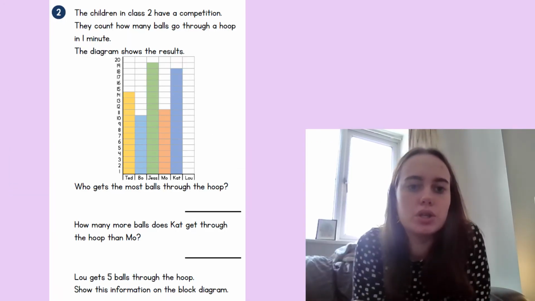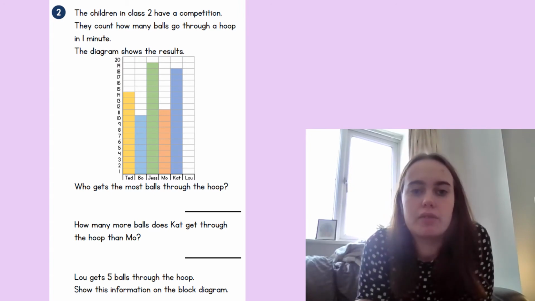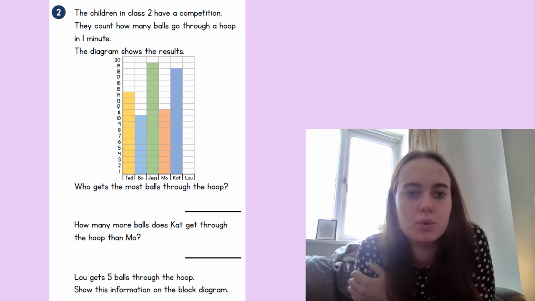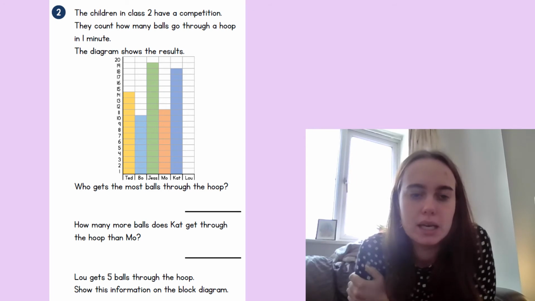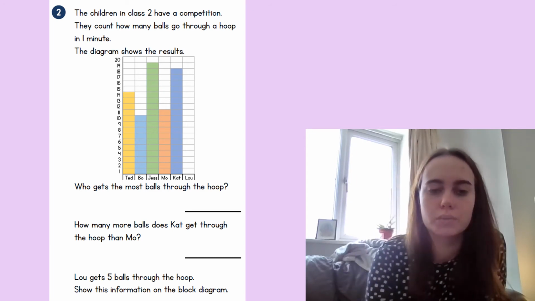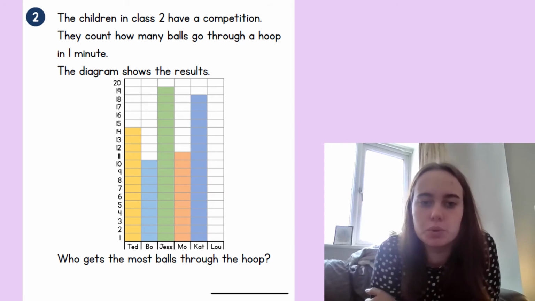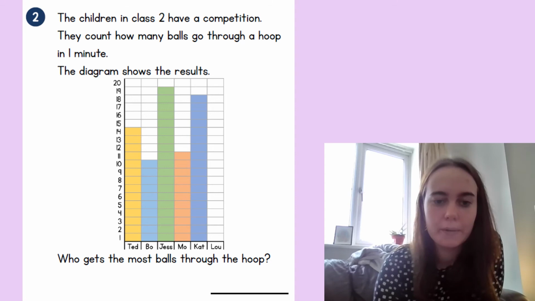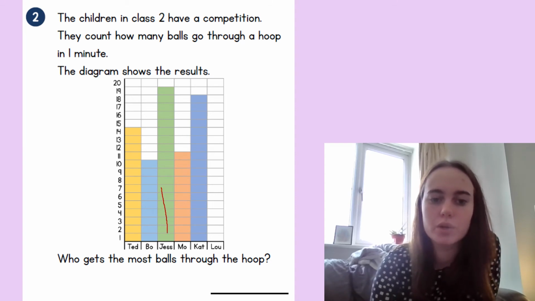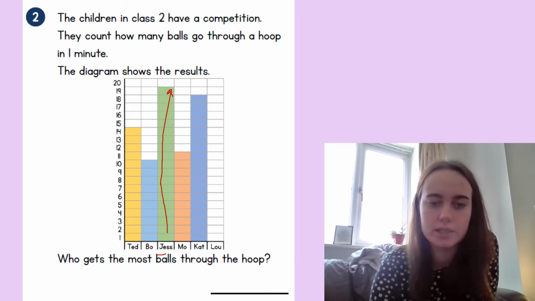Now, question 2. The children in class 2 have a competition. They count how many balls go through the hoop in 1 minute, and the diagram shows the results. The first question is, who gets the most balls through the hoop? So we're going to find out who gets the most by looking at which one goes the tallest or the highest up, furthest up, and that is Jess.